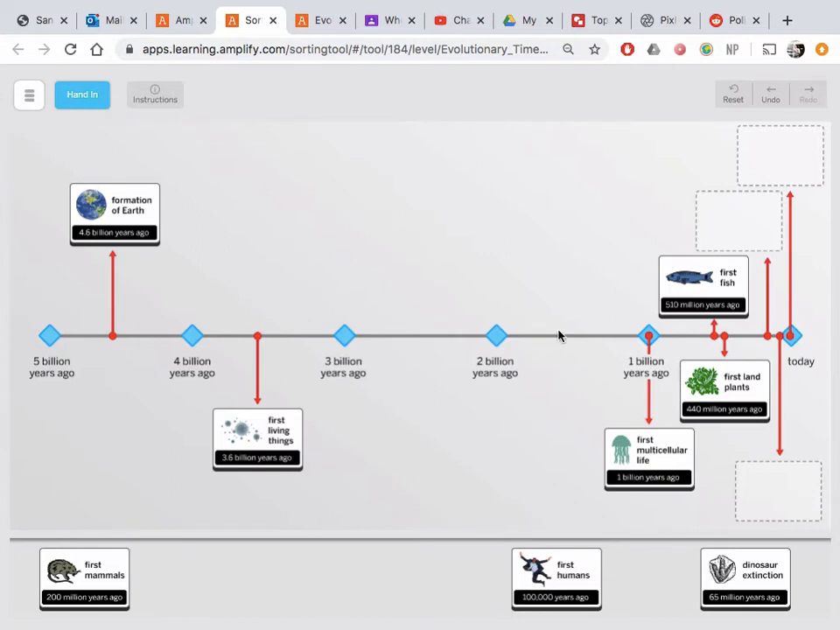First land plants. So it took a while for plants to actually go from water to land because they have to conserve their water. They have to stand up on land, whereas water is kind of weightless. They have to compete for sun. So being a land plant is not necessarily easy.